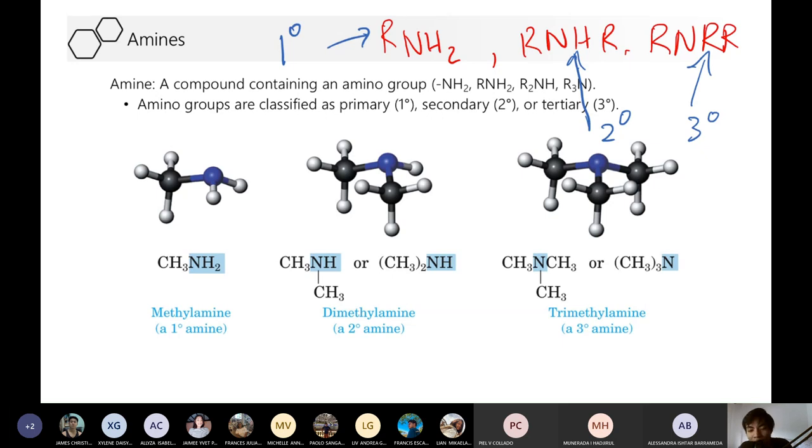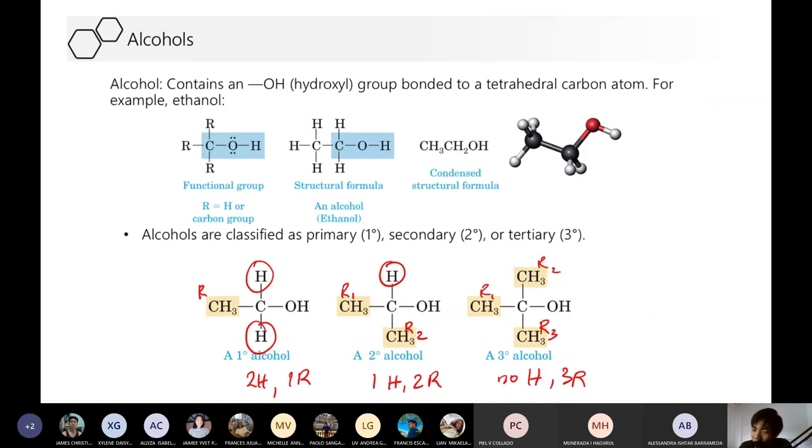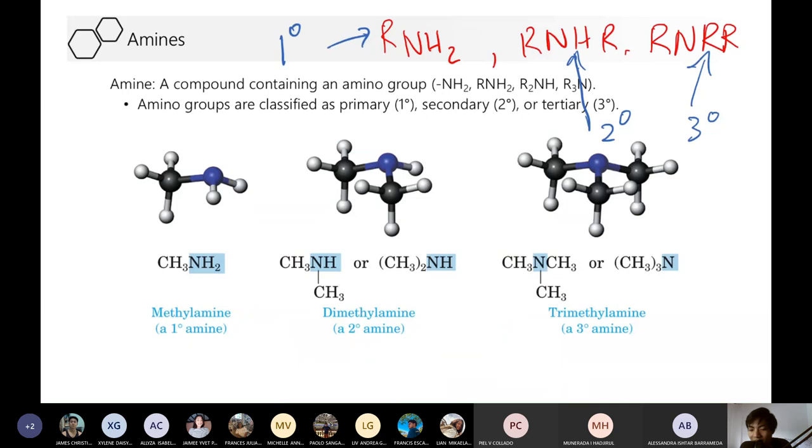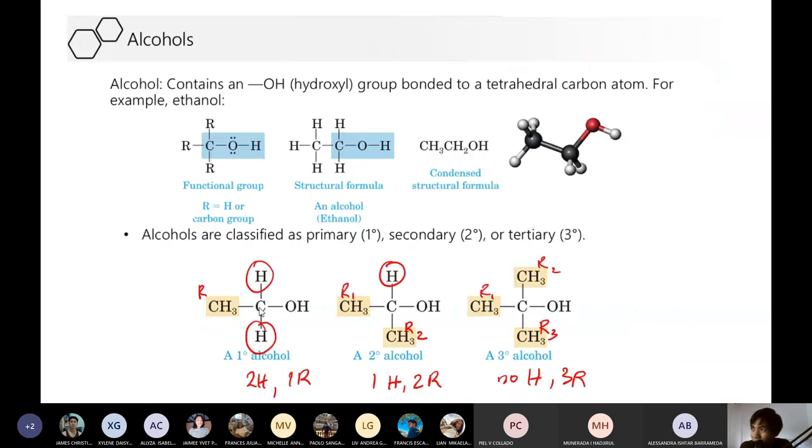Paano ulit yung class, hydrogen? Kanina sa alcohol, pwedeng hydrogen, pwedeng R group. Pero ako, I prefer hydrogens, kasi katulad ng amine, hydrogen yung basis. So, kapag yung alcohol, dalawang hydrogens yung nakadugtong sa carbon na dinudugtongan ng OH, that is primary. Pag isang hydrogen lang yung nakadugtong sa carbon na may OH, that's secondary. Pag walang hydrogen dyan, that's tertiary.